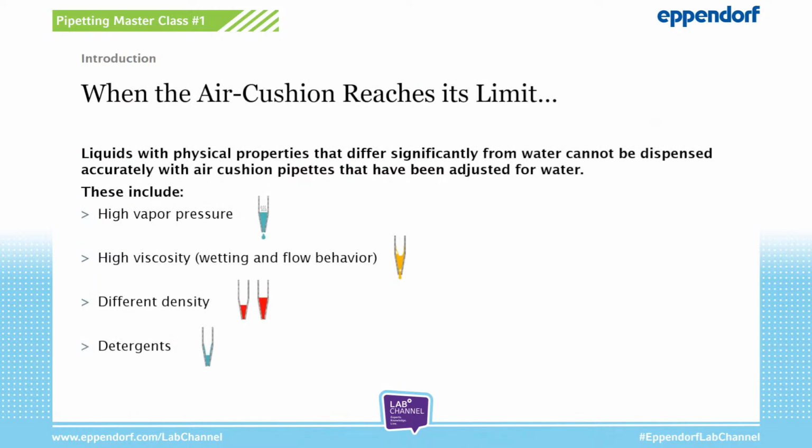And not only viscous liquids like glycerol push an air cushion pipette to its limit, all liquids with physical properties different from those of water cannot be pipetted accurately with an air cushion pipette. And in addition to viscous liquids, these include liquids such as ethanol or acetone with a high vapor pressure, liquids with a different density, and also detergents. And why does the air cushion pipette reach its limits here?